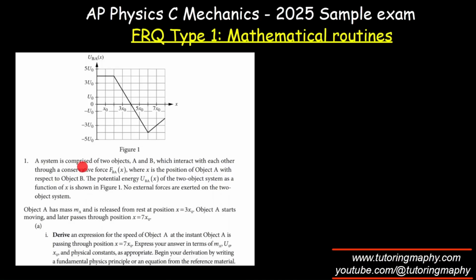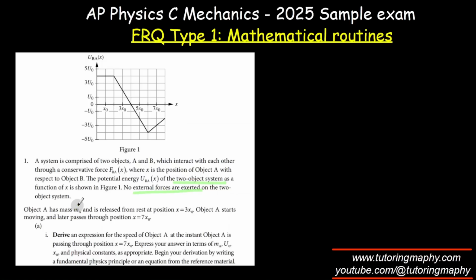Okay, a system is comprised of two objects A and B which interact with each other through a conservative force FBA, where x is the position of object A with respect to object B. The potential energy UBA of the two object system as a function of x is given over here. So this is how the potential energy of the system is changing, and there is no external force that is exerted on the system.